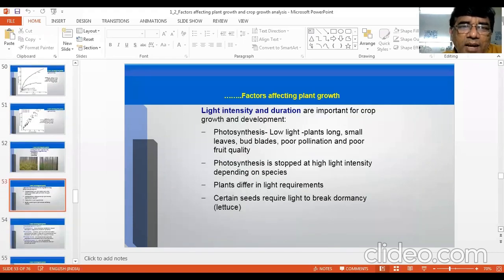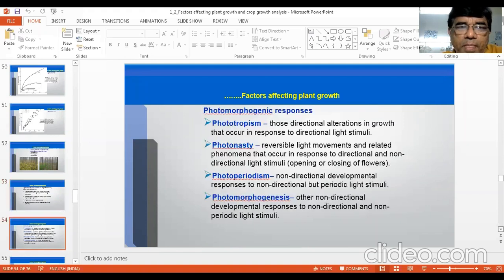Now, light intensity and duration are important for crop growth and development. Photosynthesis is very, very important, and it is affected by light intensity. Photosynthesis is stopped at high light intensity, depending on species. Plants differ in light requirement, as you have seen in one picture, and certain seeds also require light to break dormancy, as in the case of lettuce. And there are certain photomorphogenic responses with respect to light.